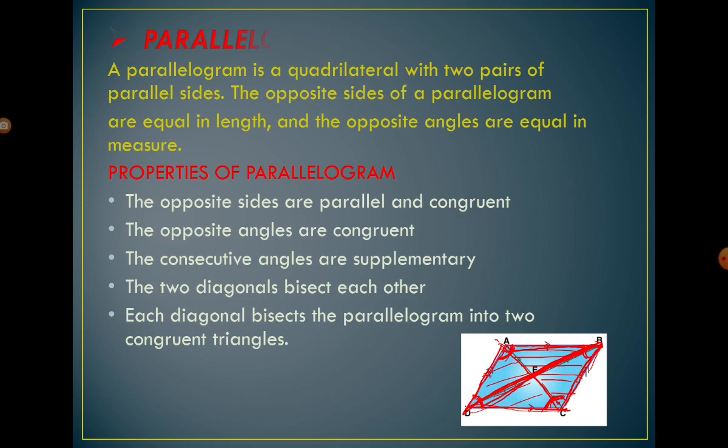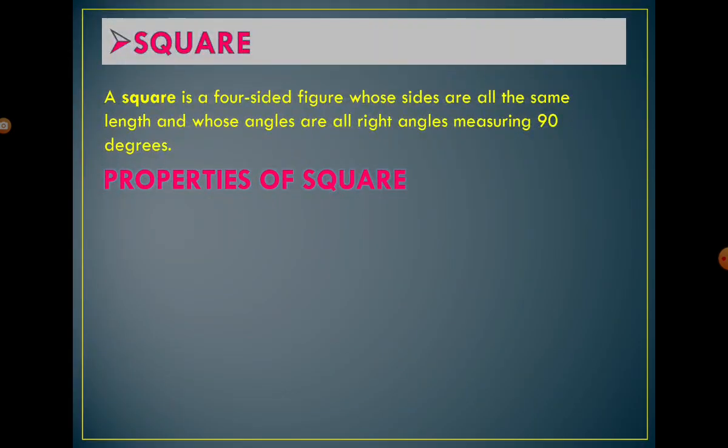The next quadrilateral is the square. This is also a type of quadrilateral. So what is a square? A square is a four-sided figure whose sides are all the same length and whose angles are all right angles, measuring 90 degrees.